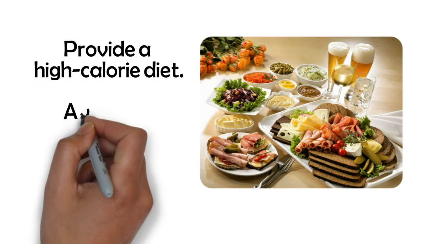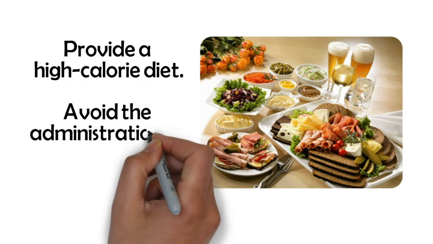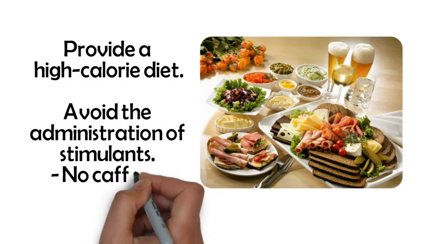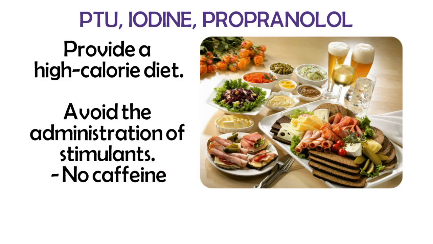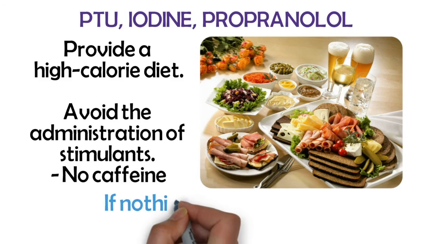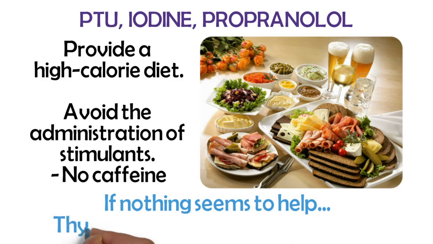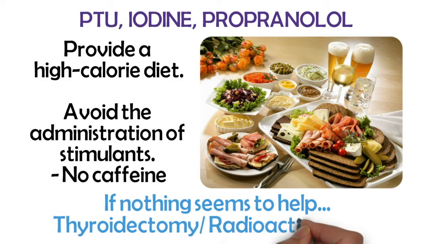The drug of choice for these patients is going to be PTU, and another drug is iodine, and they're both going to help decrease the secretion of T3 and T4. Another drug that's often given to patients with hyperthyroidism is propranolol, and as you know, that is a beta blocker. But remember, these patients are going to be tachycardic, so it's not really that they have a problem with their heart rate, it's that they're tachycardic from too much T3 and T4. And if nothing else seems to help, these patients might be a candidate for thyroidectomy or radioactive iodine.